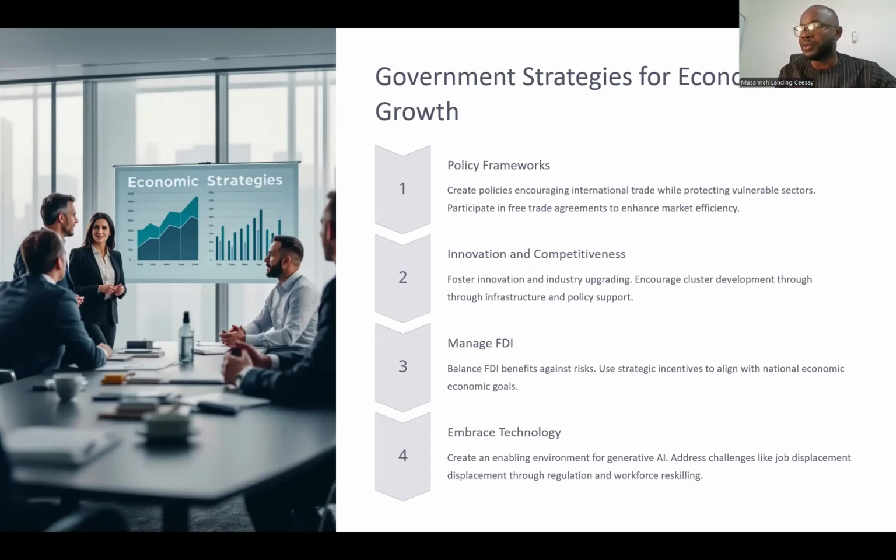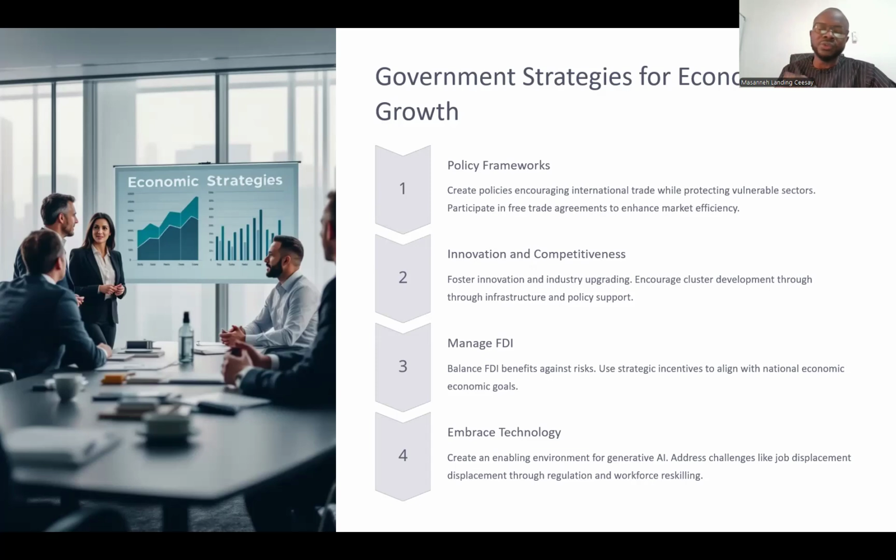And then innovation and competitiveness should be continuous. So you need to foster more innovation and industry upgrading continuously. That way you become relevant. And then they need to encourage cluster development, because once you cluster them, it's easy. There can be mergers, vertical or horizontal mergers between people in the same field. And then it's easy for government to be intentional in terms of their policy for that particular cluster. And then they need to be able to manage FDI to balance the benefits of FDI as well as the risks associated with it.